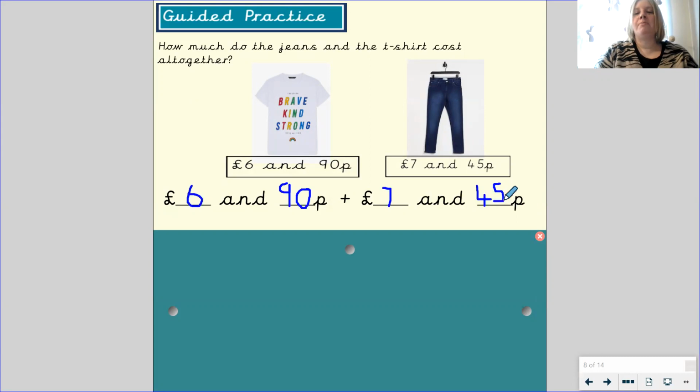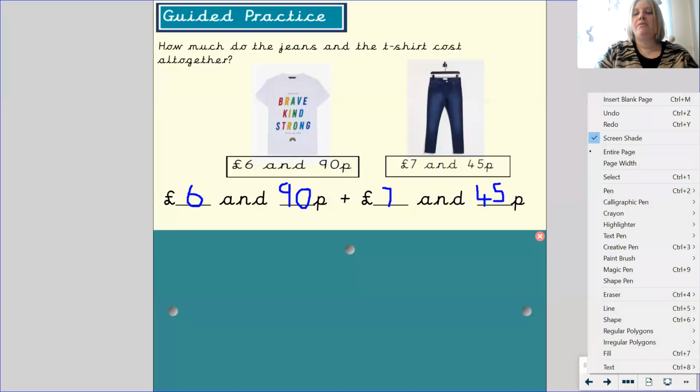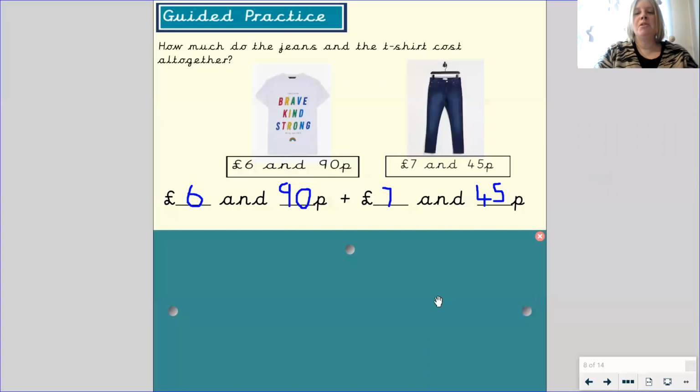On your piece of paper, we're going to work through the steps to get some more practice at solving the problem. What is the first thing we need to do? The first thing we need to do is add the pounds together. Then we add the pence. Can you have a go at this on your whiteboard? Pause the video and have a go now for me.